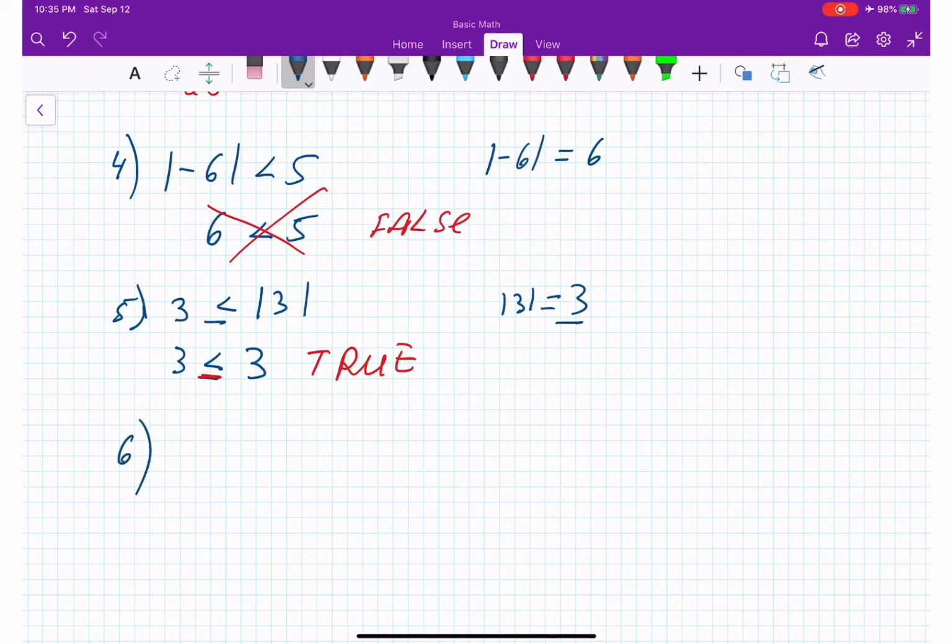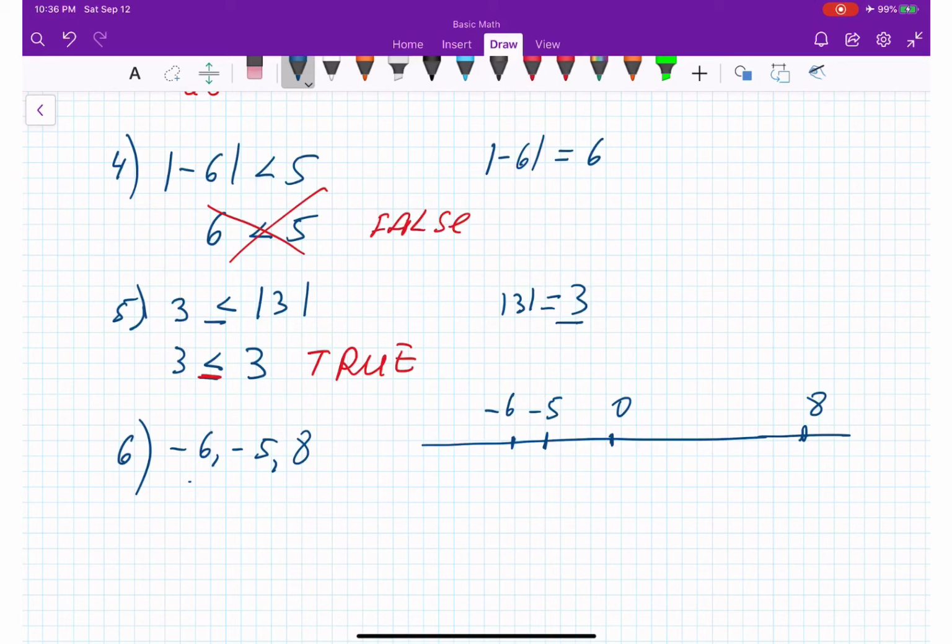Let's graph the following elements on the number line. Let's say we have negative 6, negative 5, and 8. Okay. This is my 0. Since negative 6 is less than negative 5, it is going to be further left. And 8 is greater, it will be on the positive side. Okay. Next question.